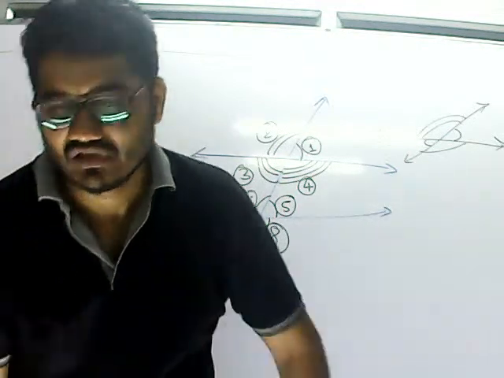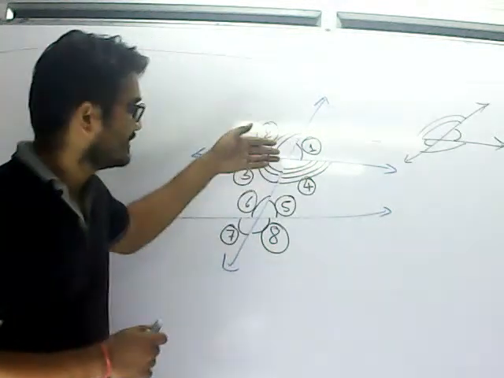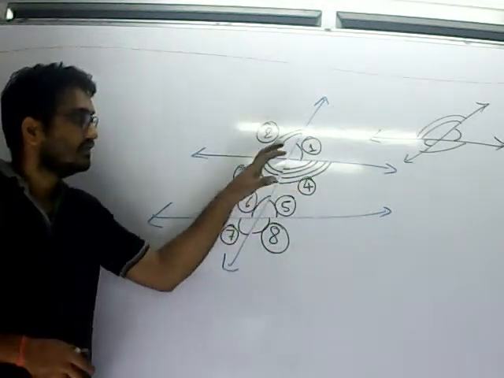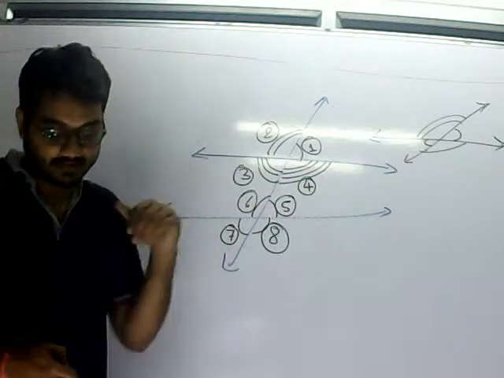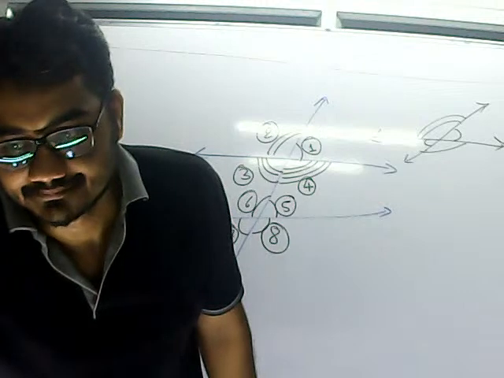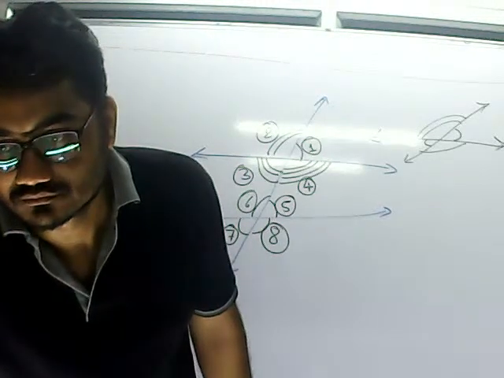Now, if these two lines are parallel, then there must be some more properties. So what would be those properties? Let us discuss that.